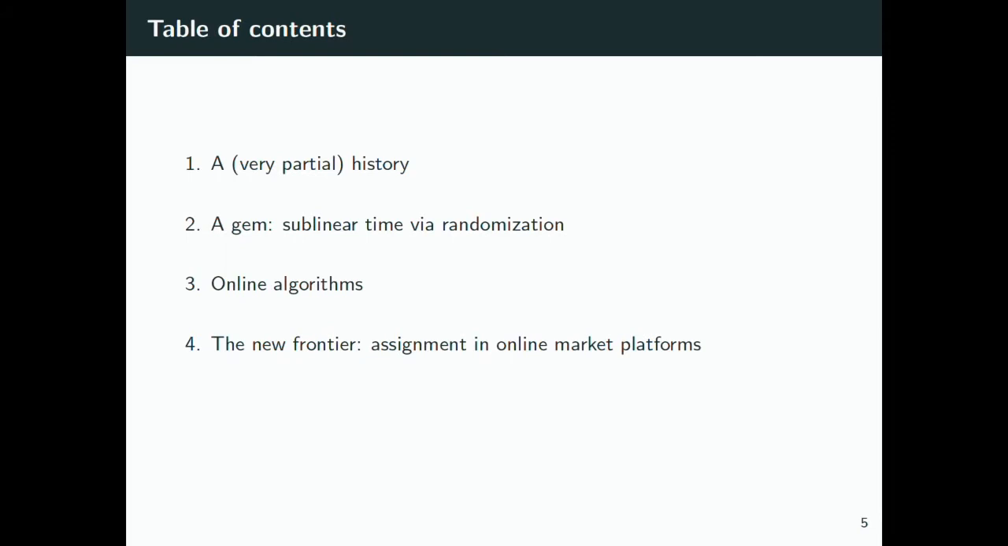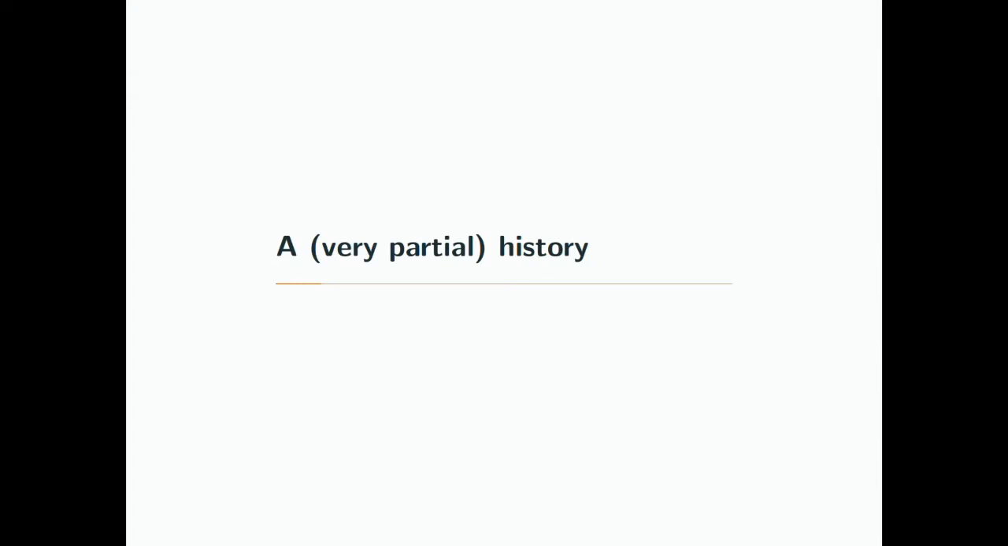So here's what I'm going to do in the talk. I'm going to give a very partial history to touch on the glorious mathematical history of this problem. And then there's going to be a relatively short technical piece where I'm going to present a gem. My criteria for a gem was that it had to be something beautiful and clever and elegant, but something I could more or less explain in 15 minutes. So I'm going to actually try to give more or less a complete proof for one result that I'll tell you about later. Then I'll talk a little bit about online algorithms in the context of matching and the assignment problem, and some of the new questions that we're trying to address now that relate to a lot of the online market platforms. Okay, so let me start with a very partial history, many, many missing references.